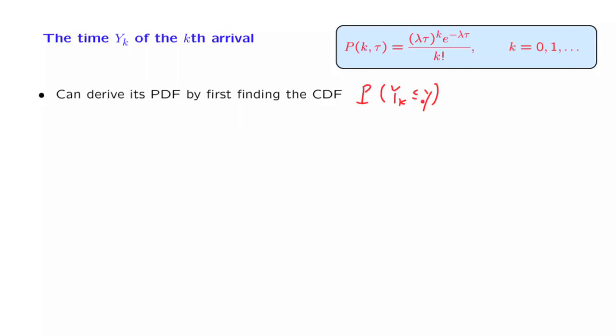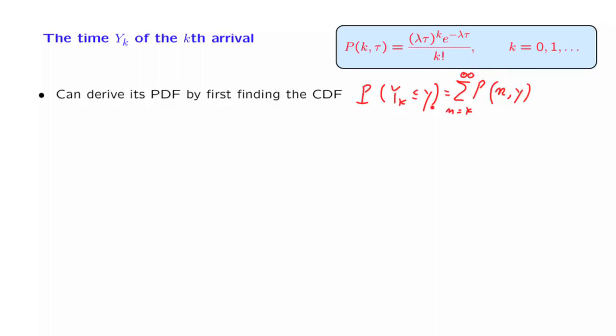Now, what is this event? The kth arrival occurs by time y. This means that by time y, we've had at least k arrivals. We've had k arrivals, or maybe k plus 1, or maybe k plus 2. We've had some number of arrivals, n, in an interval of length y, and we need to take into account all the possible values of n that are at least as large as k. We have a formula for the probability of n arrivals in an interval of given length. This is the Poisson PMF with appropriate changes of symbols. So we can substitute it here, differentiate, do some algebra, and find the answer.